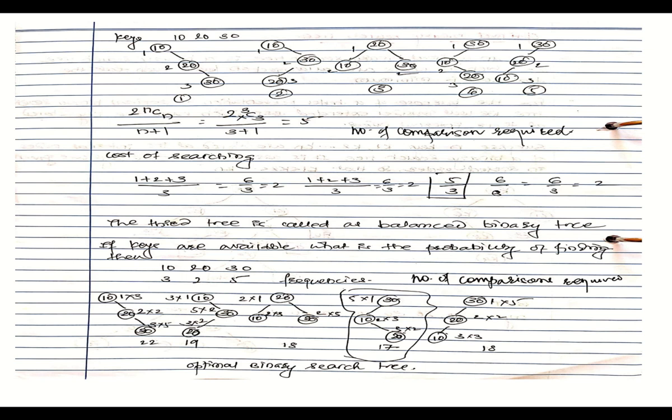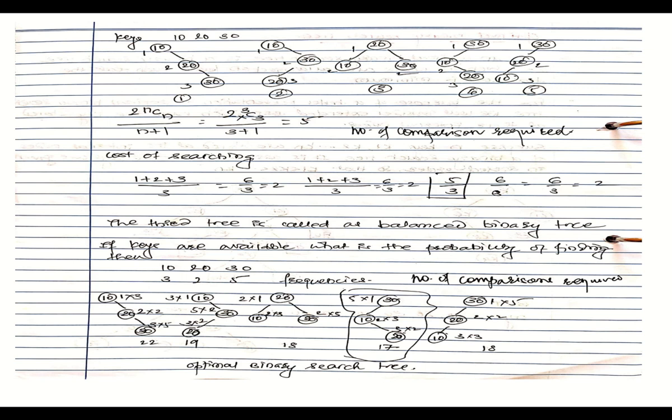So how can that be found? For finding 10 in case number 1, I need only one comparison. For finding 2, I need two comparisons. For finding 3, I need three comparisons. In the second tree, for finding 10 I need one comparison. For 30 I need two comparisons. For 20 I need three comparisons, and so on.